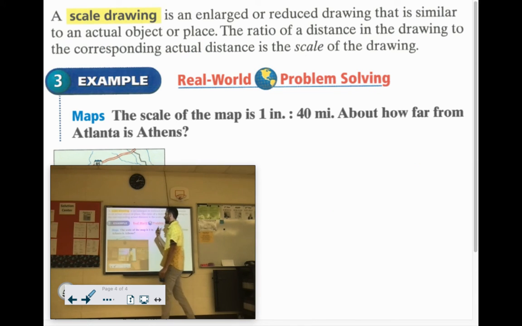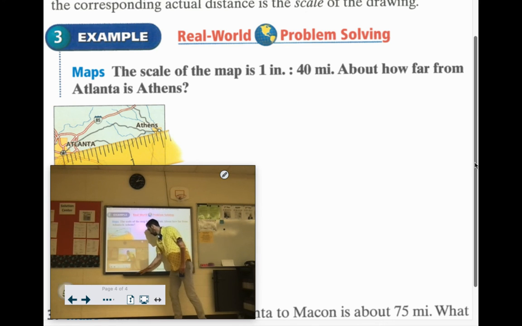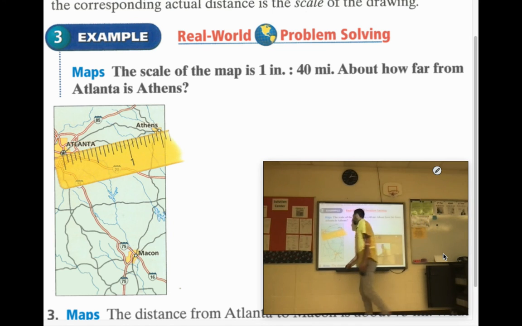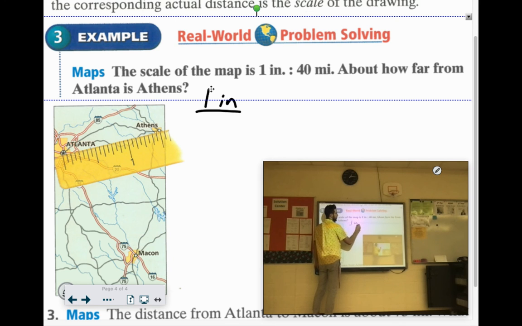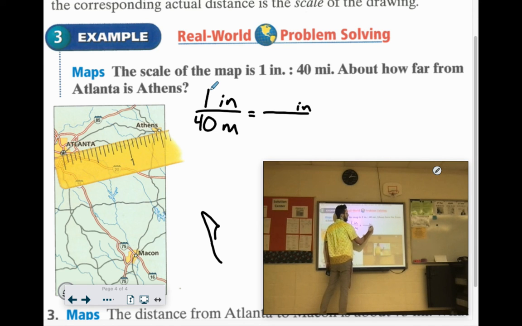All right, this is the last one, the scale drawings. Now the scale of any map is essentially your first fraction in your proportion. So when this says the scale of the map is 1 inch to 40 miles, there we go, we've got our first ratio, 1 inch to 40 miles. But like I said, with proportions, consistency is key. So if you're doing inches over miles, then your other fraction needs to also be inches over miles.